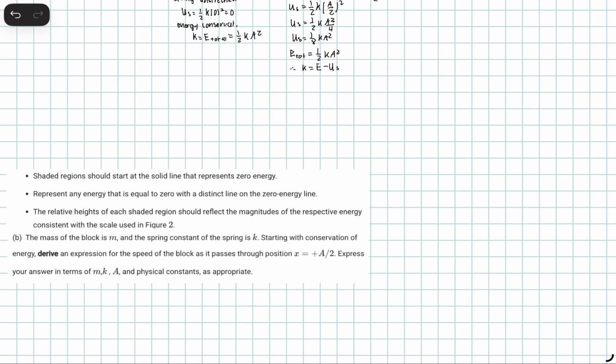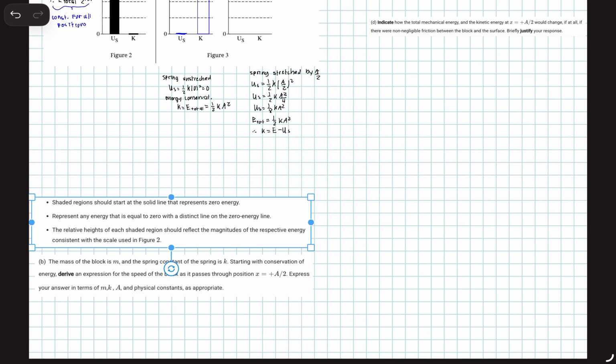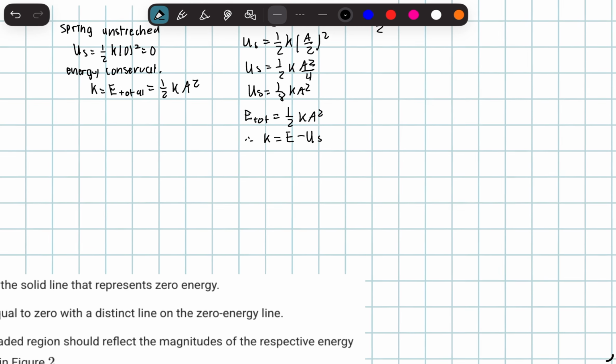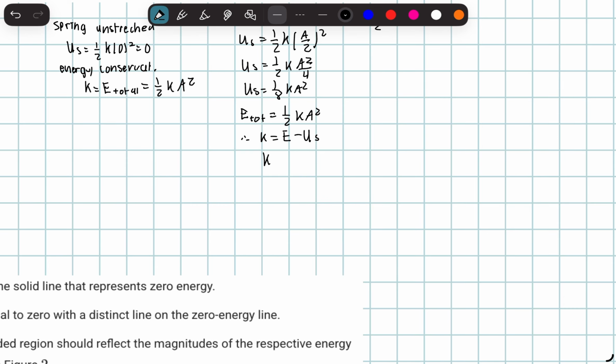Let's move this down a little bit. K is going to equal 1/2 KA squared minus 1 over 8 KA squared. So that's going to equal 4 over 8 KA squared minus 1 over 8 KA squared. K is going to be equal to 3 over 8 KA squared.